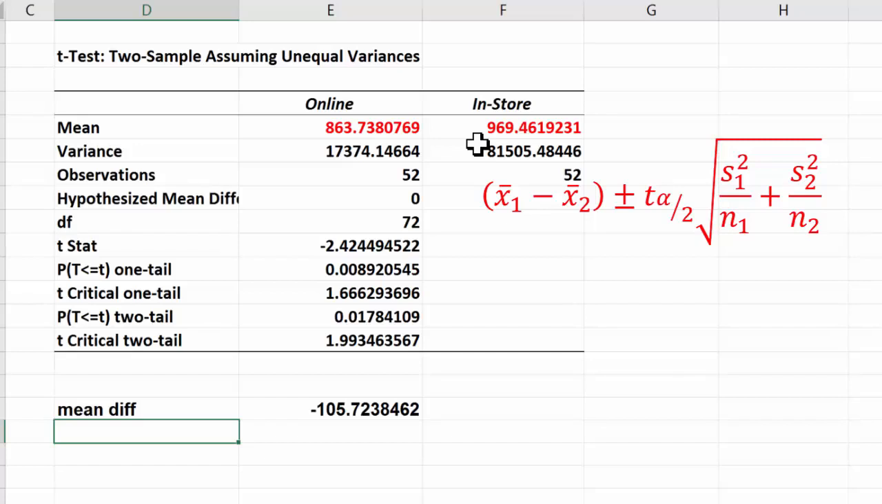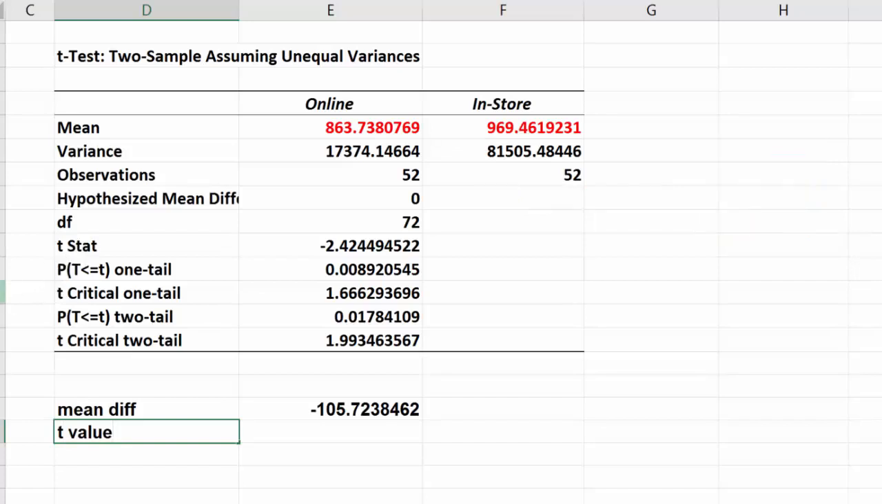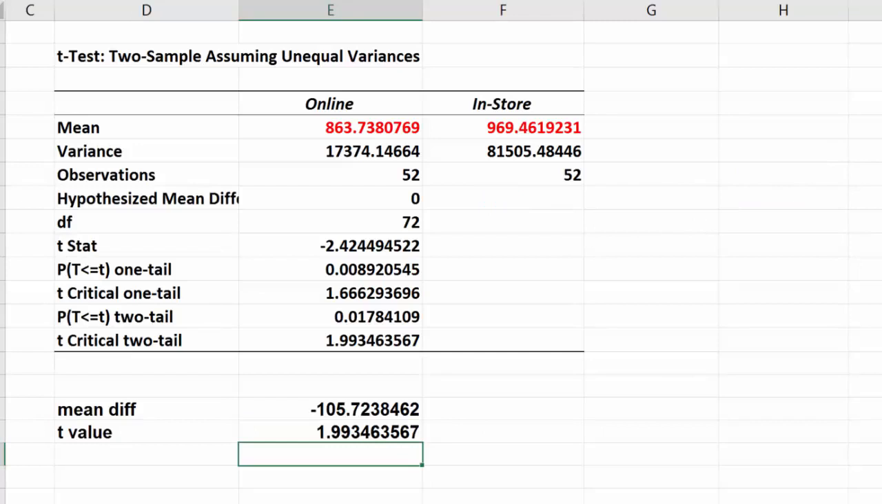So going back to the formula that we have for the confidence interval of the differences, the next thing that I need to find out is what is my t-value. Now the confidence interval is always two-tail. Margin of error can occur plus or minus. So the two-tail here is 1.99. That's my t-value.